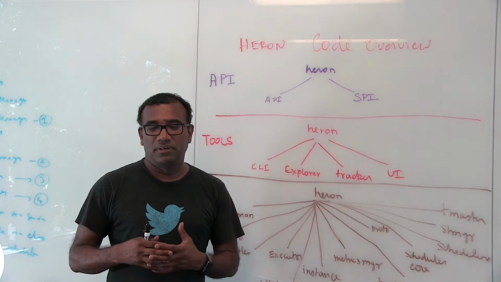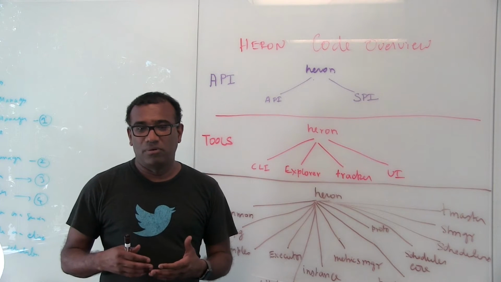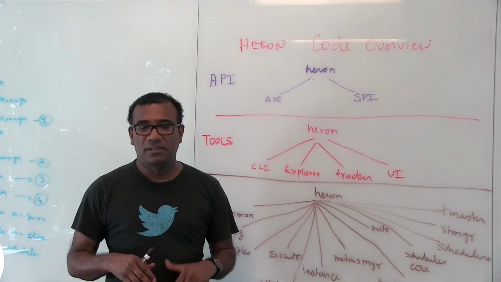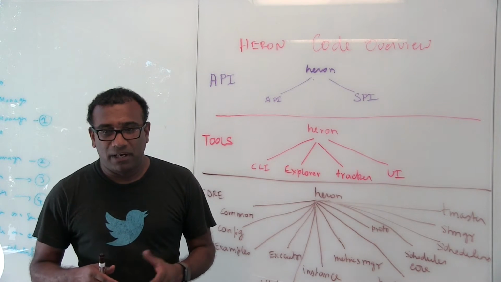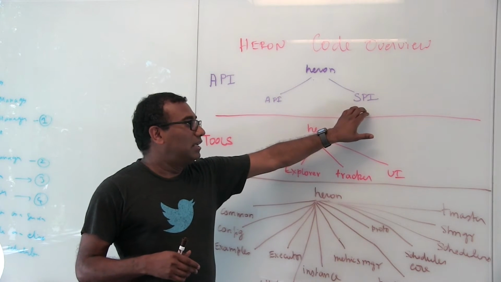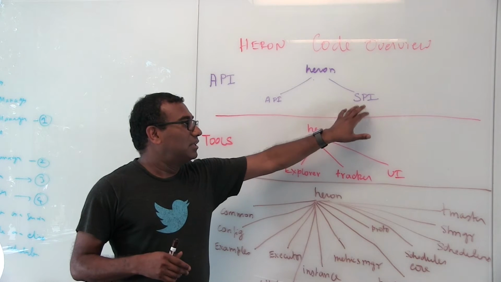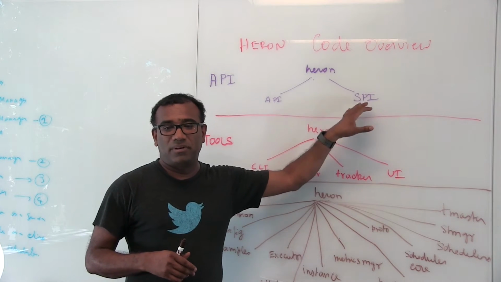For example, in the case of uploader, how you can add your own uploader. Similarly, in the case of a state manager, how can you add yet another state manager. Those kinds of things are in the SPI, and the expansion for SPI is service provider interface.